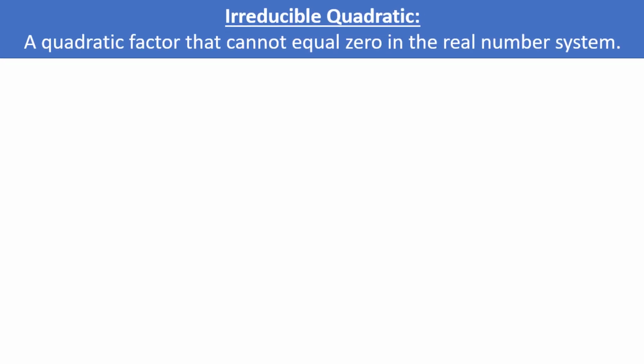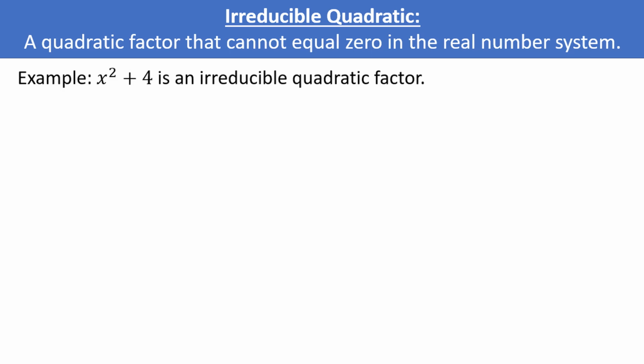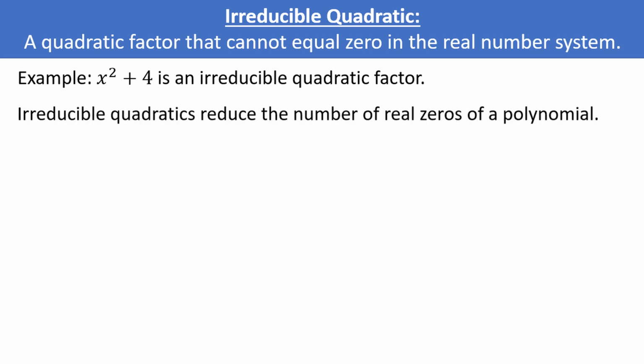Now, sometimes a polynomial of some degree will not have the maximum number of zeros, due to what are called irreducible quadratics, which are quadratic factors that never equal 0 in the real number system. For example, say the factored form of a polynomial contained x squared plus 4 as one of its factors. This cannot be solved for 0 over the real number system. There is no number that can be squared and added to 4 that will result in 0. When factors like this show up in your problem, that indicates the number of zeros will be less than the degree of the polynomial.